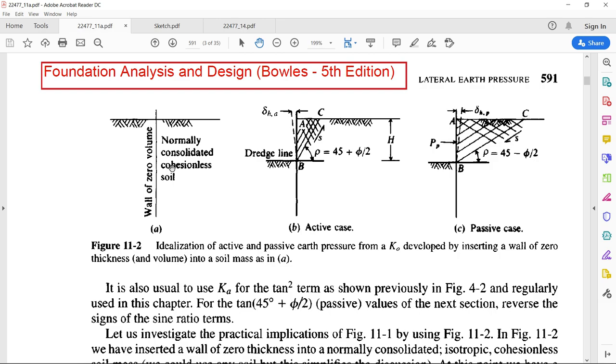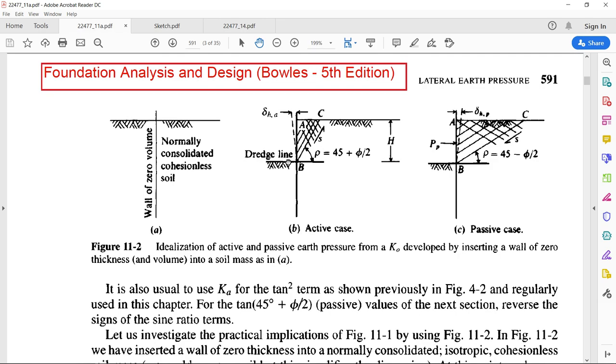But in our case, this is the situation. Case B, this is the active case, where we assume that the tank is empty and the soil is retained by the wall, and this soil is exerting pressure on the wall. Because of that, it will be exerting active pressure, and we have to consider the coefficient Ka, which is the active lateral earth coefficient, which is 1 minus sine phi over 1 plus sine phi. This is the condition which I considered.